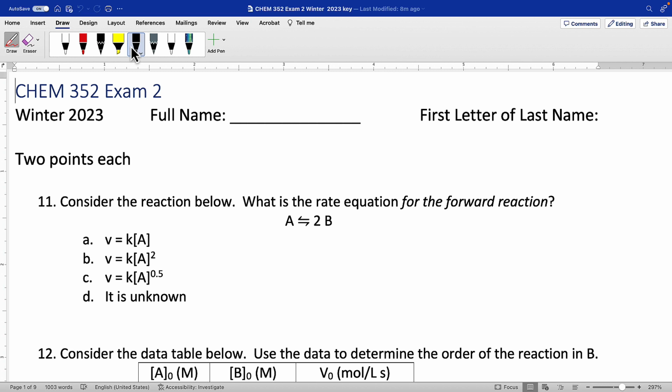So we see here that in the first question we have a reaction. We're asked what the rate equation is for the forward reaction, and we can't answer this question because we don't have a mechanism, we don't have any experimental data, we have nothing. So that tells us that really the only possible answer is it is unknown.